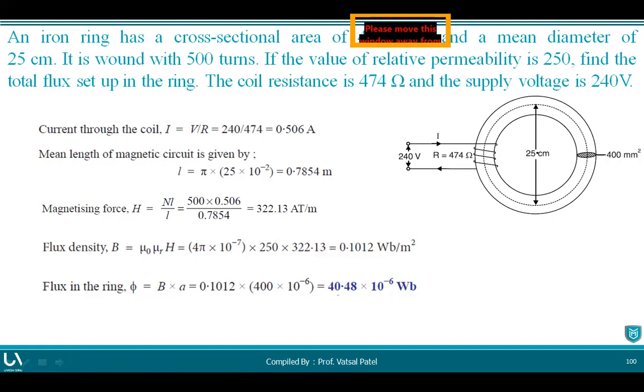The pi is the radial periphery, so we have pi into d, where d is the mean diameter. So if you understand this, we can go ahead now.